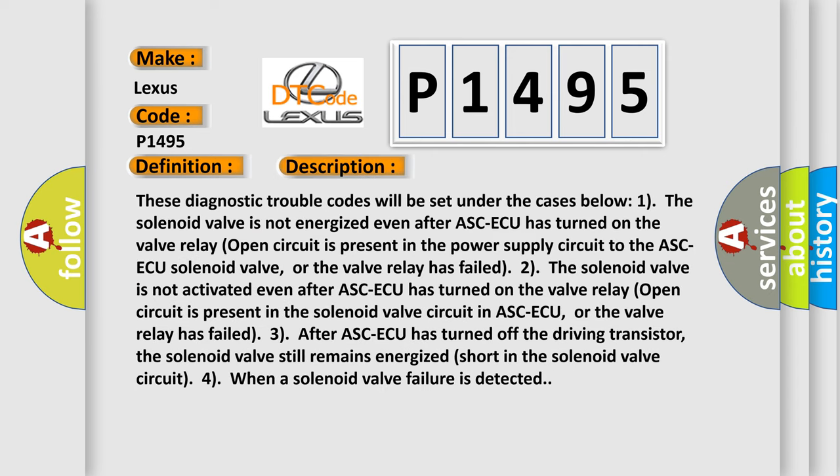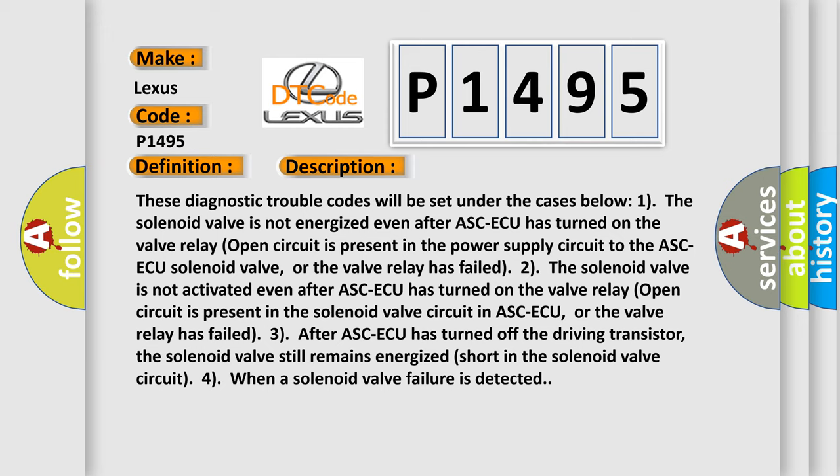These diagnostic trouble codes will be set under the cases below. 1. The solenoid valve is not energized even after ASC-ECU has turned on. The valve relay open circuit is present in the power supply circuit to the ASC-ECU solenoid valve, or the valve relay has failed. 2. The solenoid valve is not activated even after ASC-ECU has turned on. The valve relay open circuit is present in the solenoid valve circuit in ASC-ECU, or the valve relay has failed.